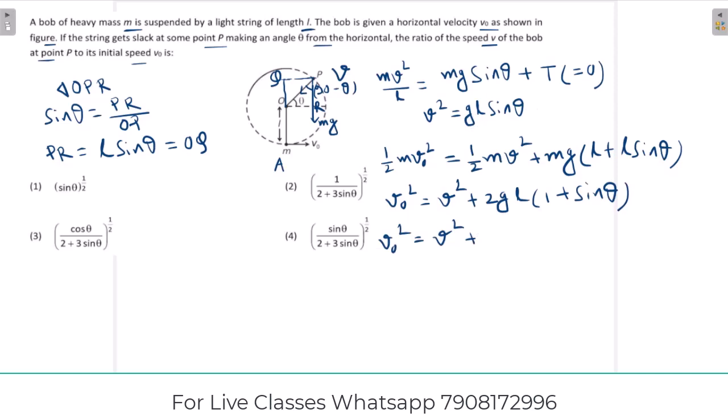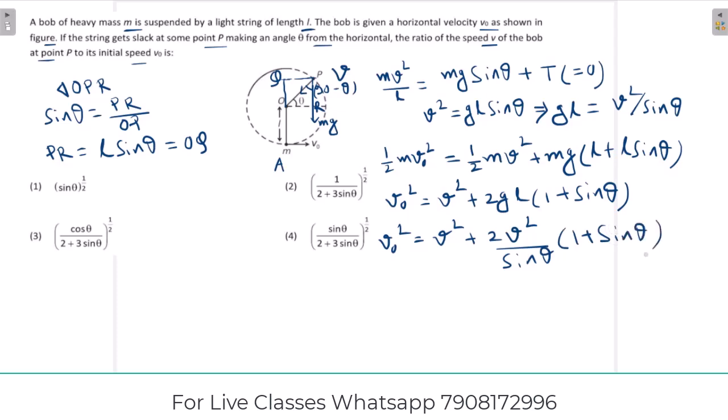Now from here we can write gL as v square by sin theta. So twice gL is twice v square divided by sin theta, into 1 plus sin theta. Taking v square as common, it becomes v square into 1 plus twice 1 plus sin theta divided by sin theta, which is equal to v0 square.